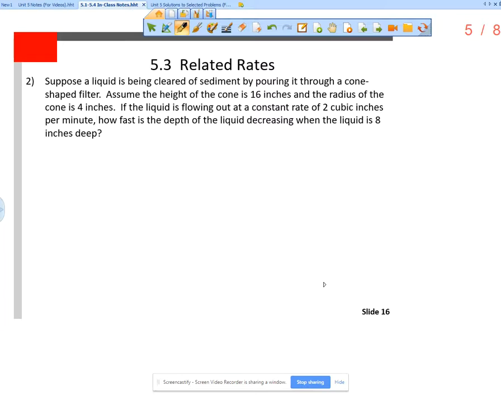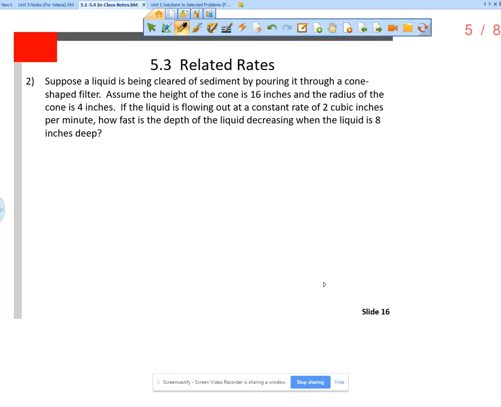Number 2: suppose a liquid is being cleared of sediment by pouring it through a cone-shaped filter. Assume the height of the cone is 16 inches and the radius of the cone is 4 inches. If the liquid is flowing out of the cone at a constant rate of 2 cubic inches per minute, how fast is the depth of the liquid decreasing when the liquid is 8 inches deep?